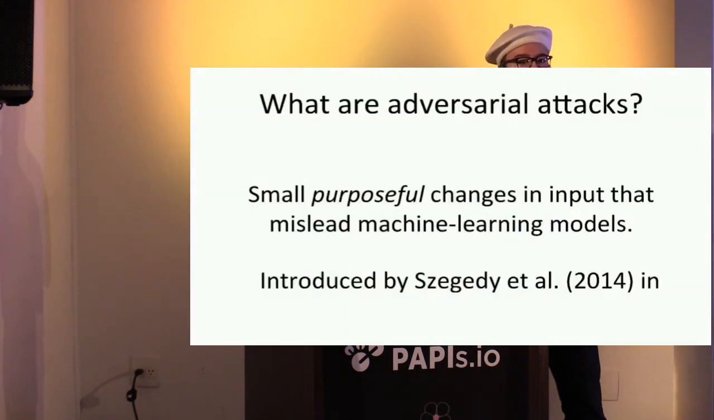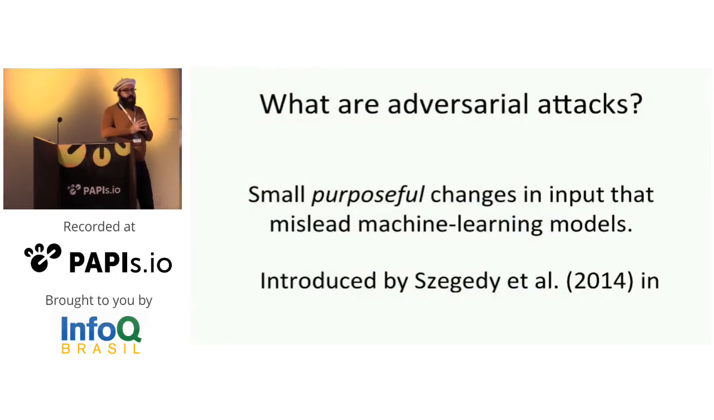So, the idea of adversarial attacks is that you have a model, you make a change on the input of the model, a very small change, but it's a purposeful change, it's not a random change, and then the model crashes. It gives a nonsense answer.